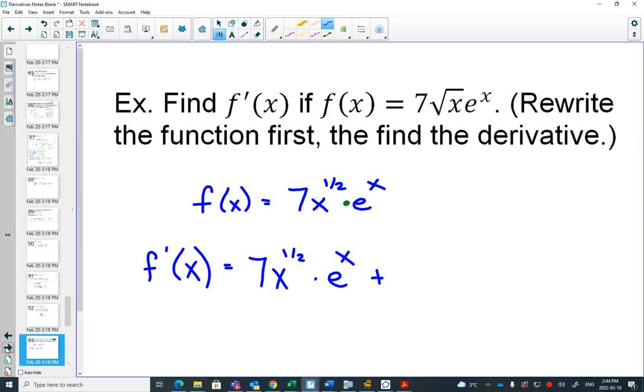Plus, we keep the second one the same. Multiply by the derivative of the first one. This is a power rule. The half would come out in front. So you'd have 7 halves. You'd subtract 1 from the exponent. So you'd get x to the negative half. And of course, in your textbook, this probably would be simplified to look completely different than this, in which case it's good to practice your algebra skills in ways that you could change this.